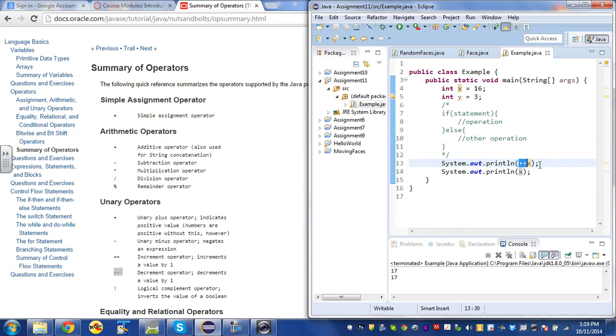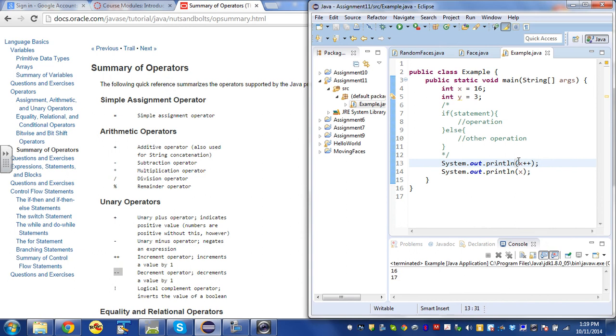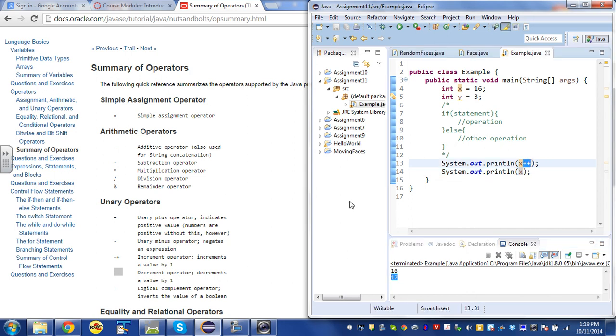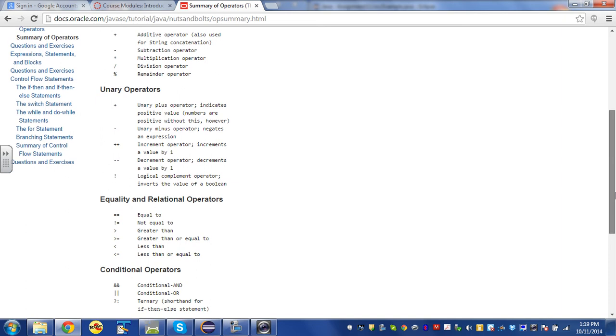If I change the order and do x plus plus, it first evaluates x, and so it prints out the 16, and then after it's done evaluating, it adds 1 to x. And so in the very next statement, you can see that x had the 1 added. So it's a little bit different if you put the plus plus in front or behind. Minus minus is the same thing, except it's subtracting instead of adding 1.